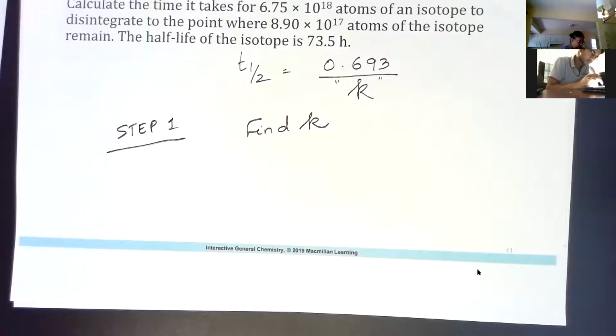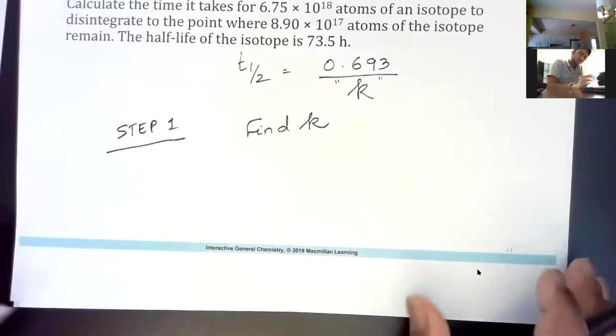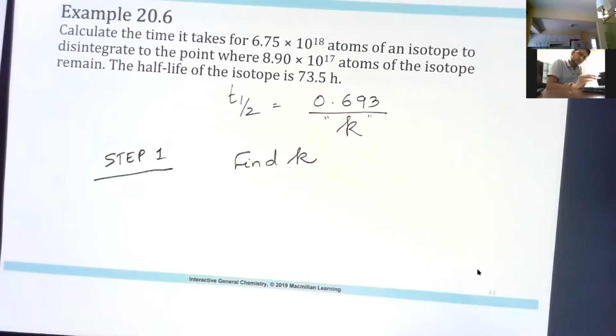Doesn't it tell us the half-life in the question? What does it say? It says the half-life of the isotope is 73.5. Oh, half-life is given. Okay. So use that to find K. Sorry, I didn't read the problem. So find K using this equation.